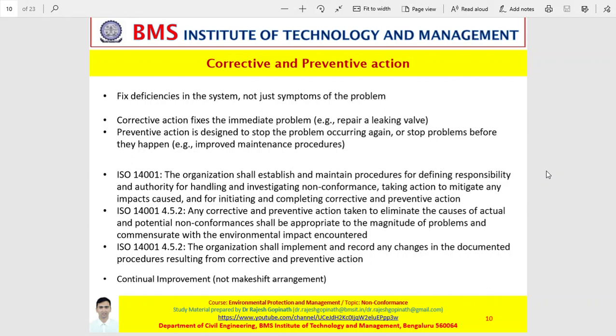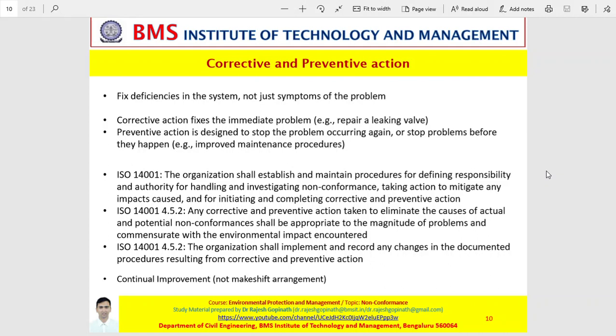So why do you have corrective and preventive measures in an enterprise? Not just enterprise, your household or any premise for that matter. It is to make sure that you fix the problem. Let us say there is pollution which is taking place, so you try to prevent the pollution from happening. And if the pollution has already occurred, then you correct it.